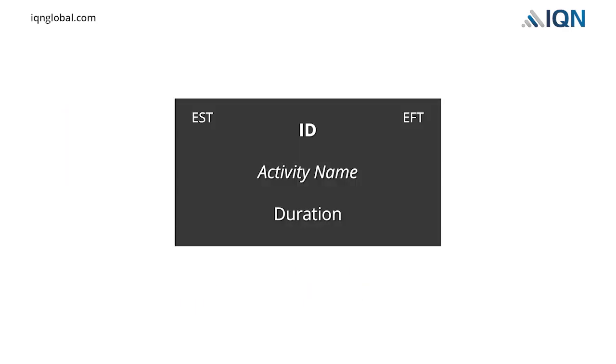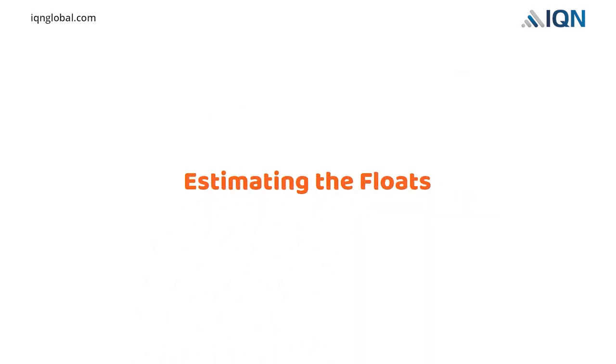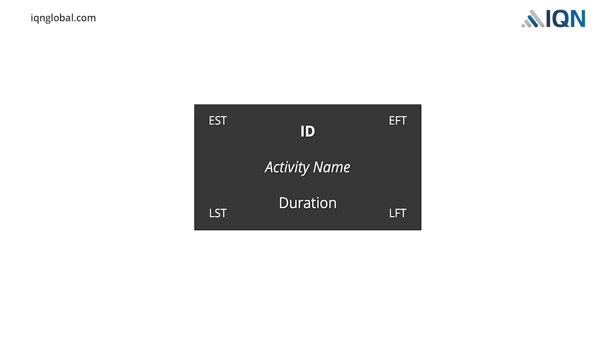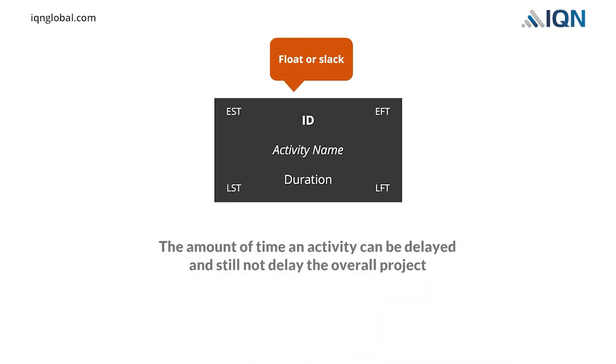Once we have labeled each node with its LST and LFT values, the backward pass through the network is completed. The figure illustrates the overall network with the backward pass. The last topic to discuss from CPM is estimating the floats. Once we have found the earliest start time, earliest finish time, latest start time, and latest finish time, we can determine the float, or slack, for each activity. Float informs us of the amount of time an activity can be delayed and still not delay the overall project.